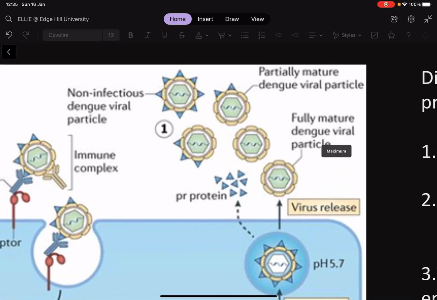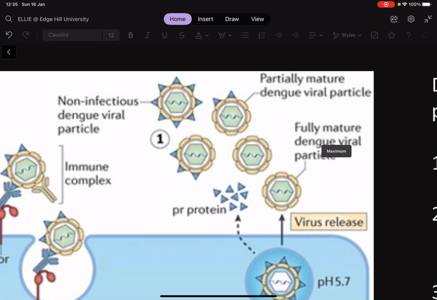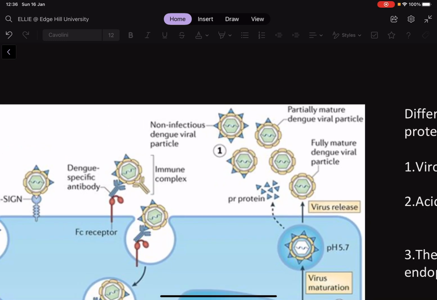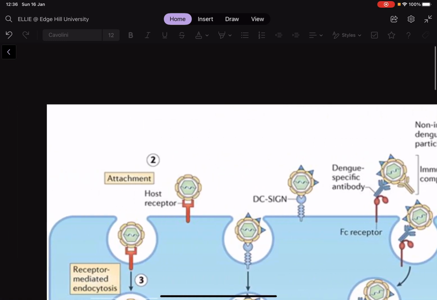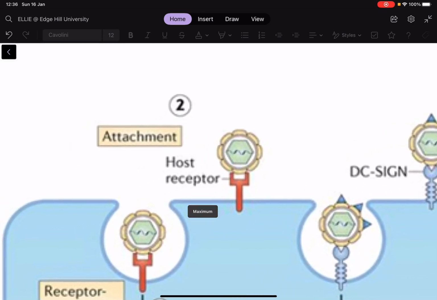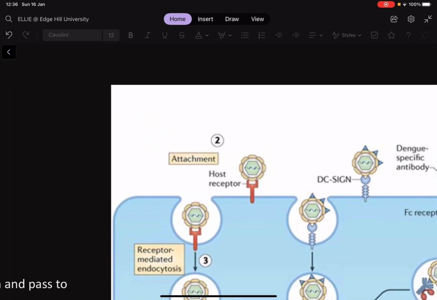So we have some viruses of different stages of maturity outside the cell. One of these viruses will attach to a receptor on the surface of one of your cells. That binding of the viral particle to the receptor on the surface of your cell enables the virus to get inside.